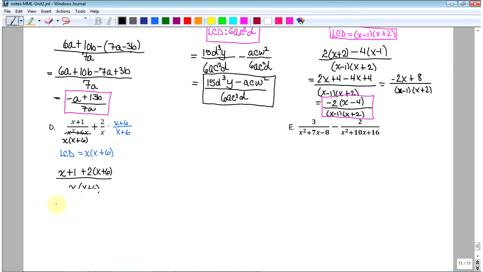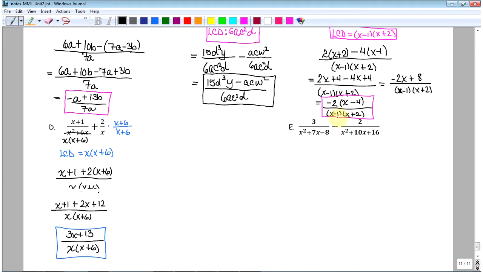Now we're going to distribute the 2 to give us 2x plus 12 all over x times x plus 6. So I end up with 3x plus 13 all over x times x plus 6. And that would be our simplified answer for example D. Don't cancel out the x's because you don't have a product in the top. You have to have a product in order to cancel things out when you're dealing with fractions.